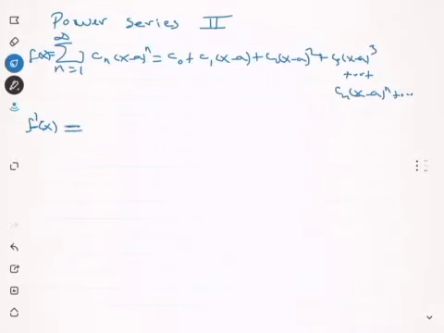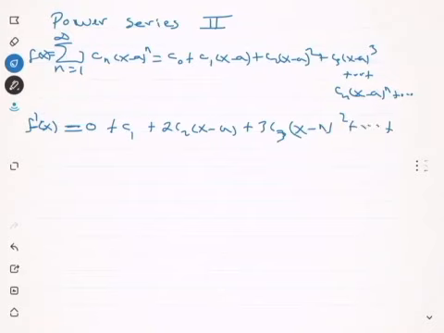So in this case, if we take the derivative of this series, this is called term by term differentiation. It would be 0, because c0, when you take the derivative you get 0, and then the next term would just be c1. The next term would be 2c2 times x minus a raised to the first power plus 3c3 times x minus a raised to the second power plus blah blah blah, and then cn times n times x minus a raised to the n minus 1 plus blah blah blah.